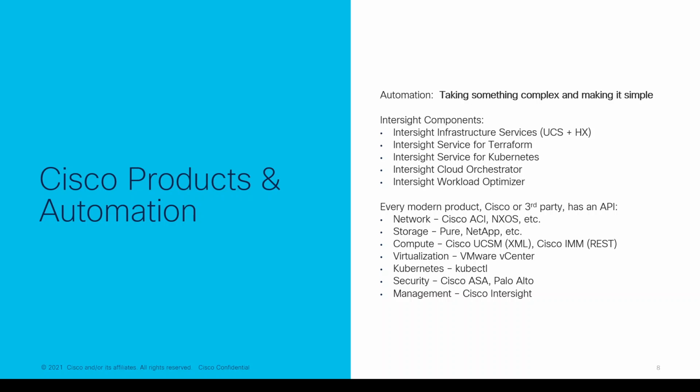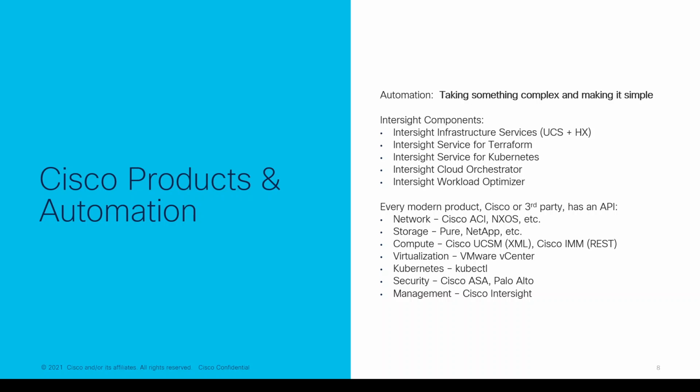Intersight is a modular SaaS-based cloud management platform. And there are other deployment options as well, but the SaaS-based is the most comprehensive in terms of available features and the easiest for customers to get up and running because there's nothing to deploy, configure, or secure. That's all done for you by Cisco.